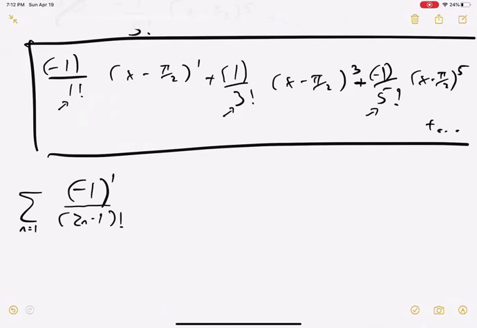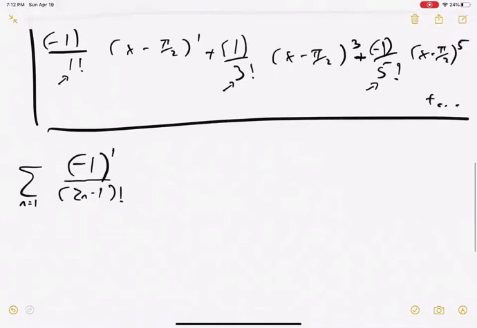So 1 factorial. And then if I plugged in the next number, 2, I get 2 times 2, which is 4, minus 1, which is 3 factorial. Okay, that's good. And if I continue that pattern, I get 5 factorial, 7 factorial, and so on. So I could write these denominators as (2n minus 1) factorial.